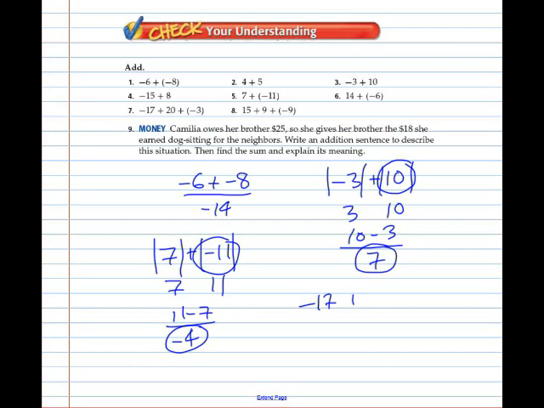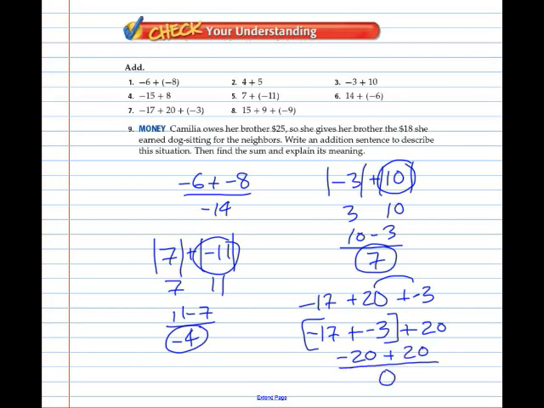Number 7, we have negative 17 plus 20 plus negative 3. What we're going to do is use the commutative property to rearrange the addends. We're going to add the negative 3 to the negative 17 and then add the 20. So we're going to change the order of these two addends. Then we're going to regroup these two right here. Negative 17 plus negative 3 is negative 20 plus 20. We can see that those are additive inverses. Our sum then is 0.